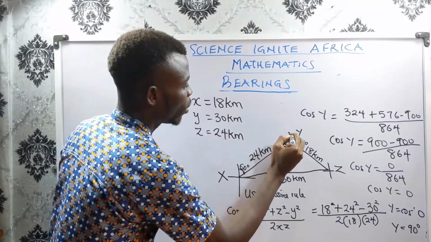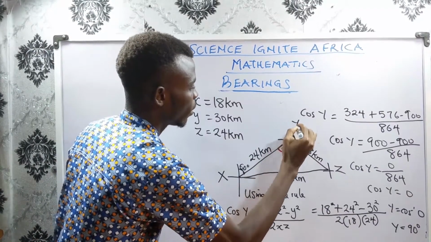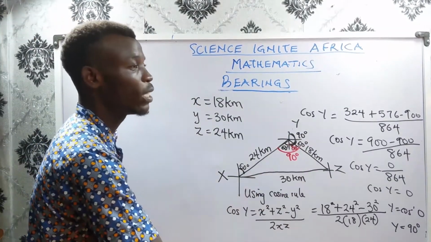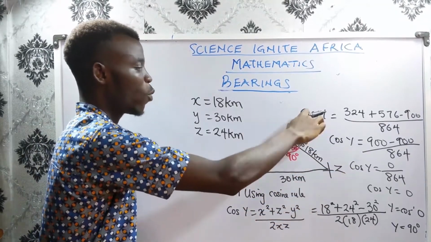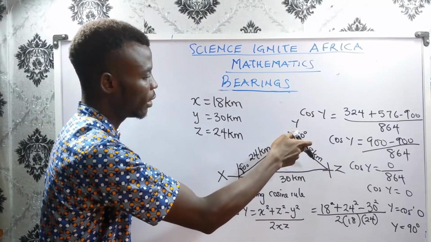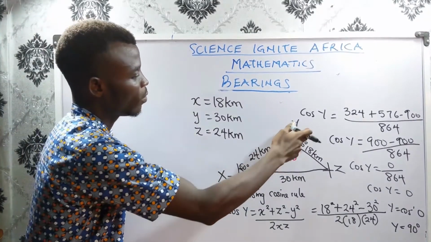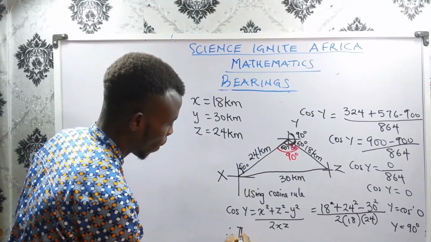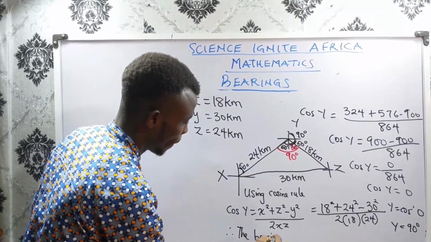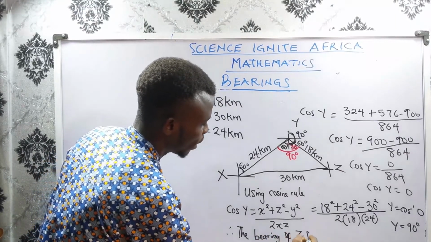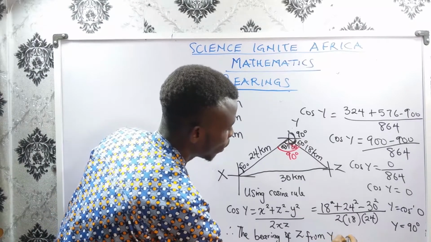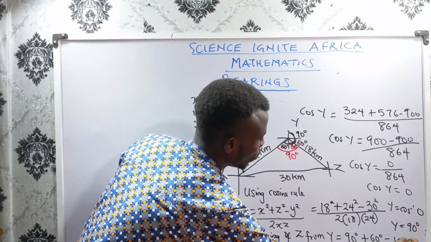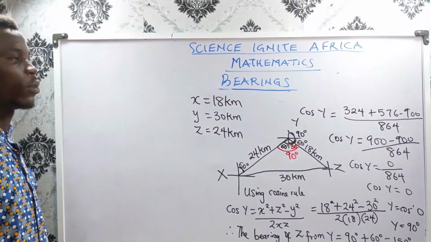And from here to here normally is 90 degrees. So to calculate the bearing of Z from Y, it will be the addition of this and this, that is 90 degrees plus 60 degrees. Therefore the bearing of Z from Y equals 90 degrees plus 60 degrees, which equals 150 degrees. So that's the answer.